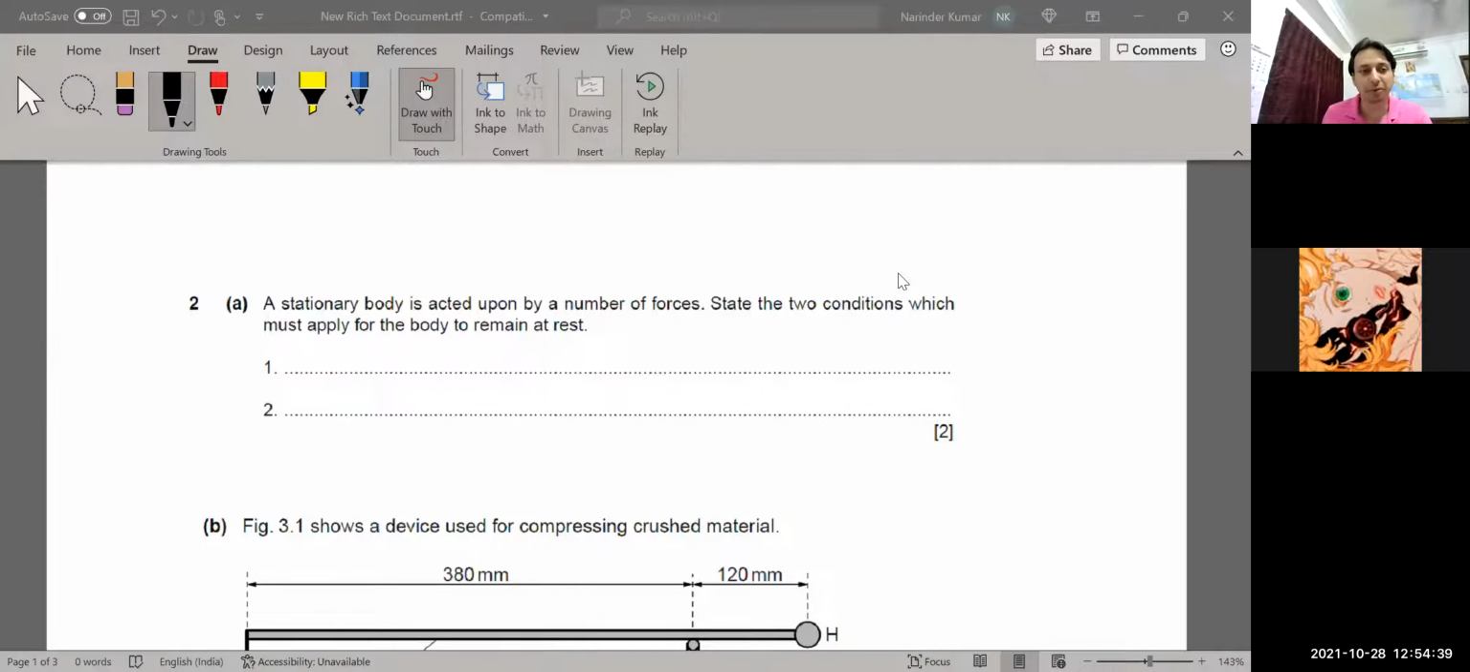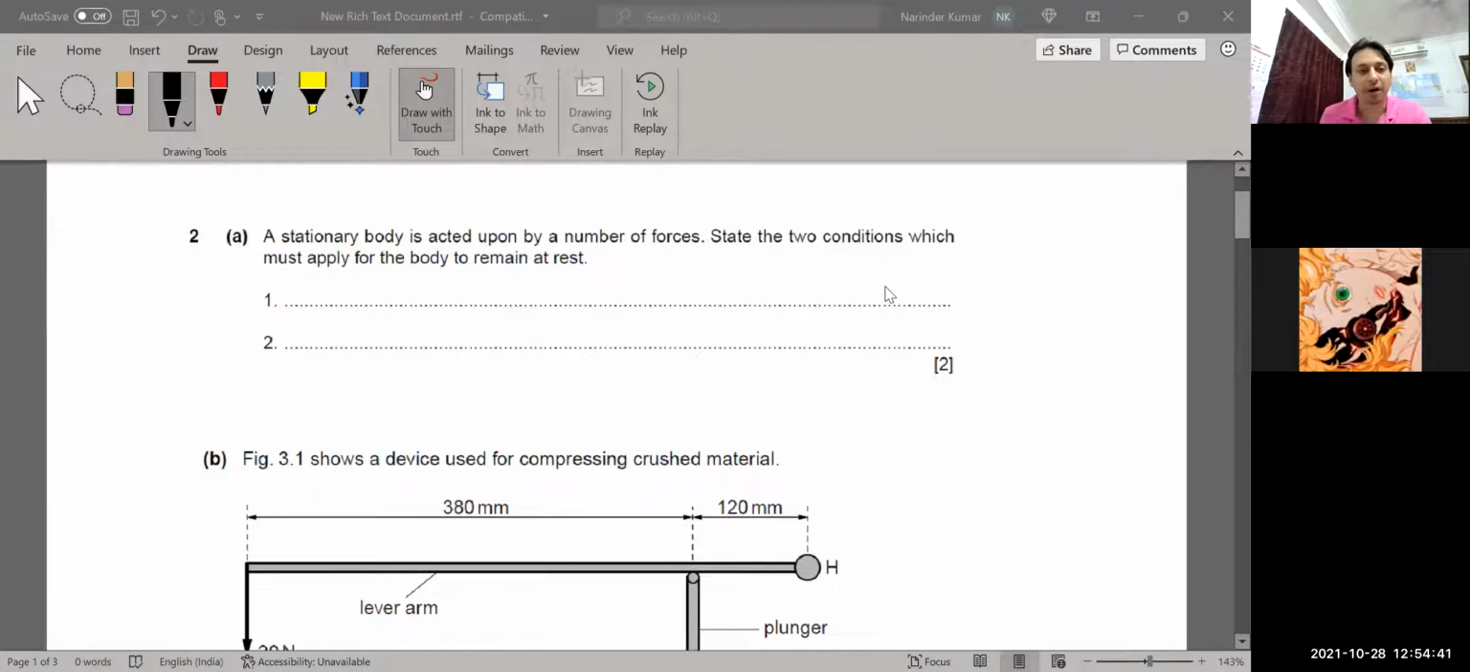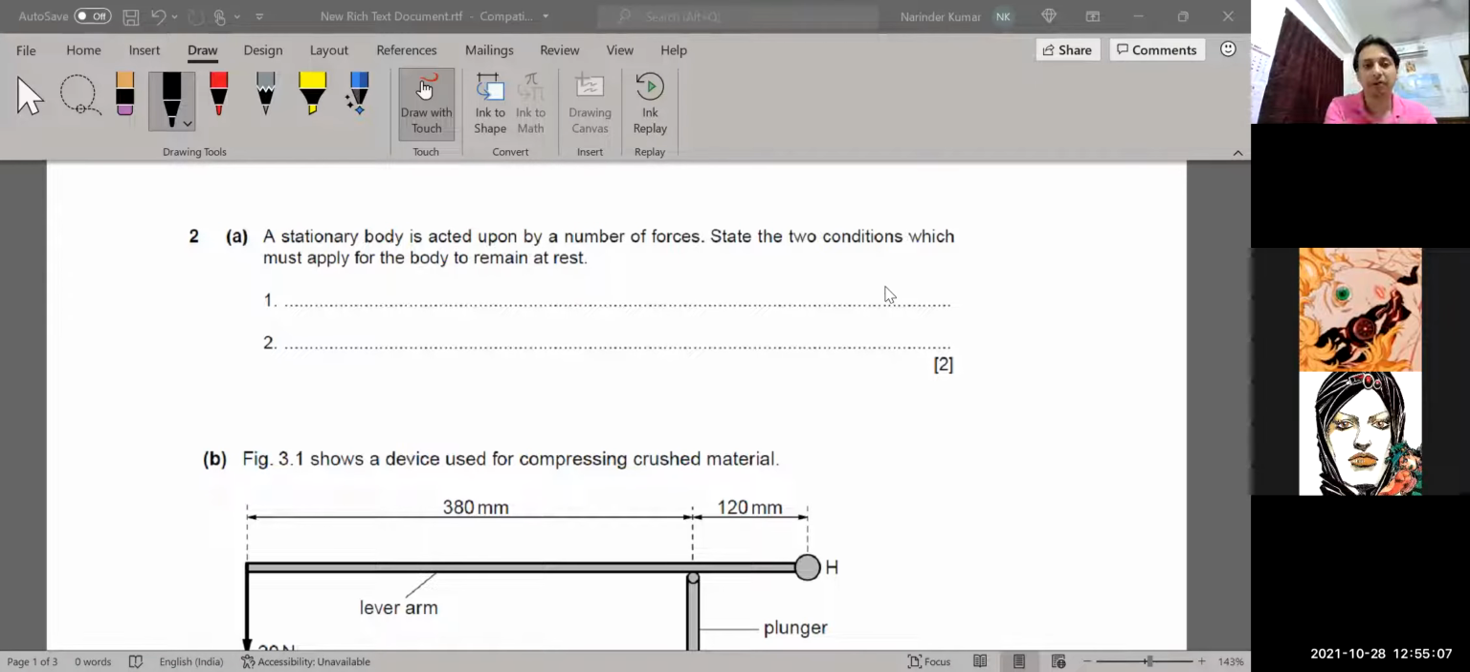Now look here, children, question number 2. A stationary body is acted upon by a number of forces. State the two conditions which must apply for the body to remain at rest. We have a body which is acted upon by a number of forces, and the conditions you have to mention so that the body still remains at rest position, children. Zero resultant force.